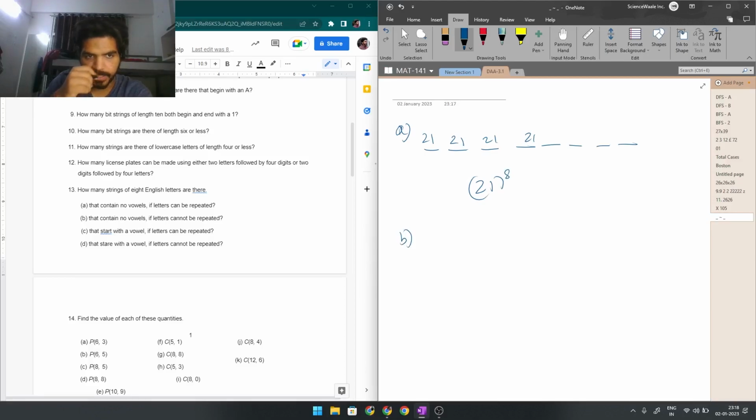Second part, contains no vowels if the letters cannot be repeated. Same situation. First one will have 21 options, then 20, and so on. It will go decreasing: 17, 16, 15, 14. Or if you want to write it in the form of permutations, it can be written as 21P8.